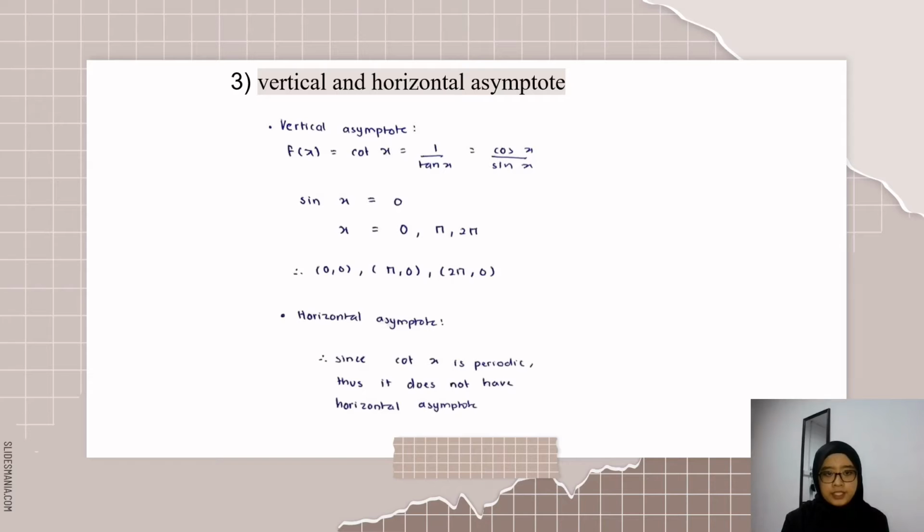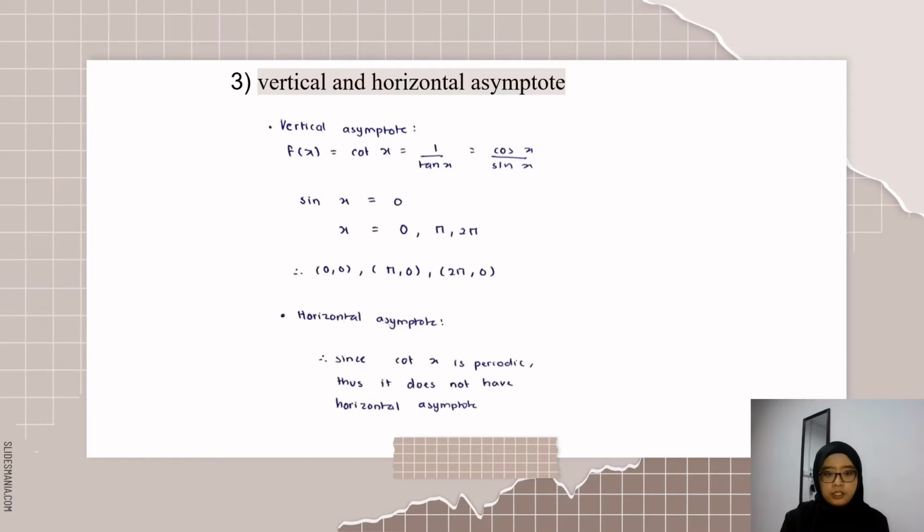Then, we need to find the vertical and horizontal asymptote. For the vertical asymptote, as we know, the function cot x is equal to 1 over tan x, which is equal to cos x over sin x. Thus, we need to set sin x equal to 0. The x that we get is 0, pi, and 2 pi. The conclusion is the vertical asymptotes are at x = 0, pi, and 2 pi.